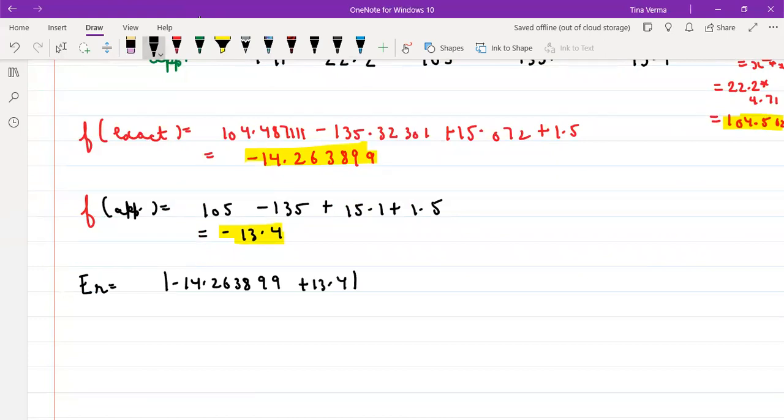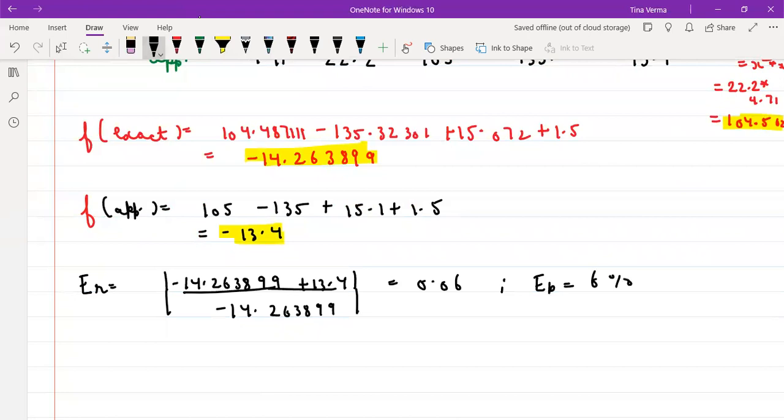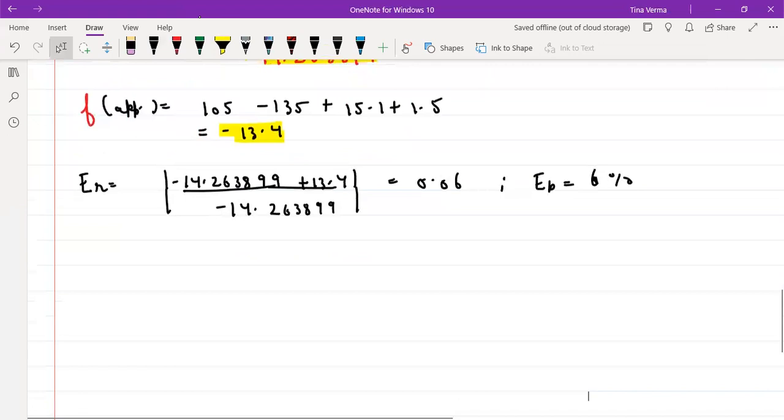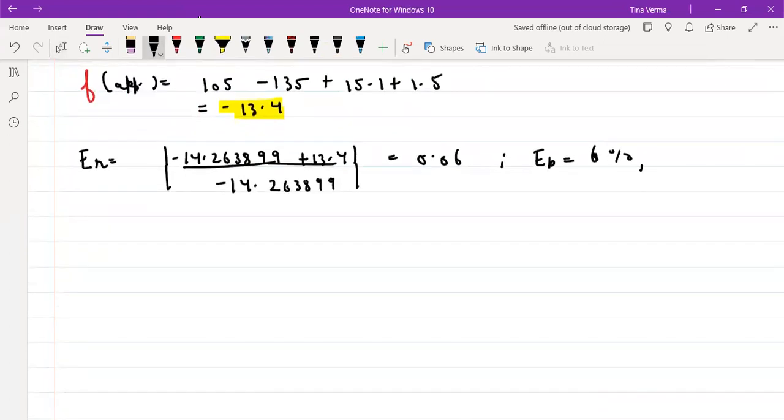14.263899 minus of minus 13.4. That will be plus 13.4. Take the modulus, divide by your exact value, minus 14.263899. And this is coming out to be 0.06. And if you calculate the percentage error, this is 6%. Even 6% error is high. So that means you cannot tolerate it. If this was a small percentage error, then that is reasonable. But this is very high in case of accuracy, right?